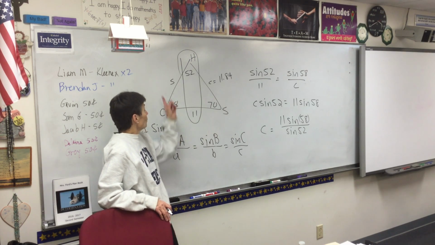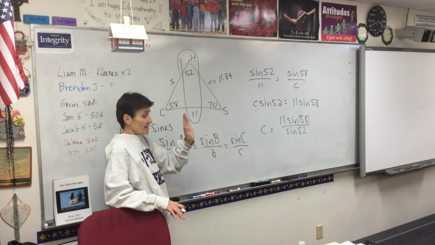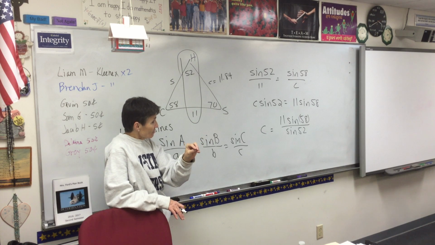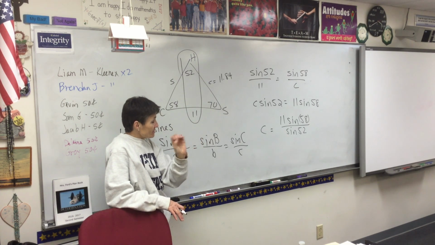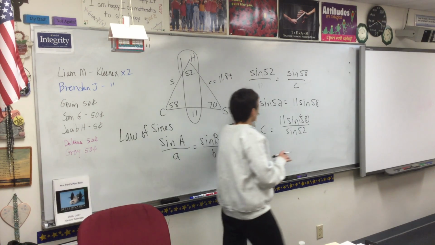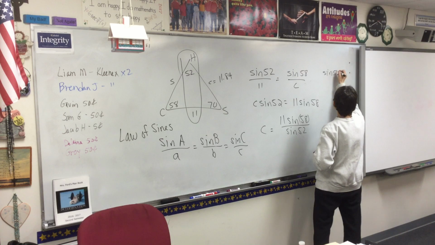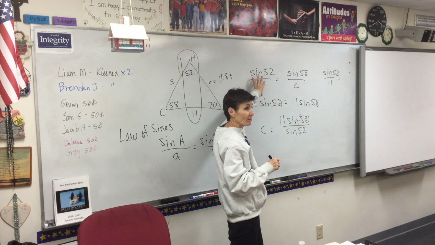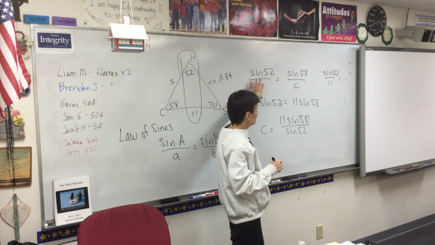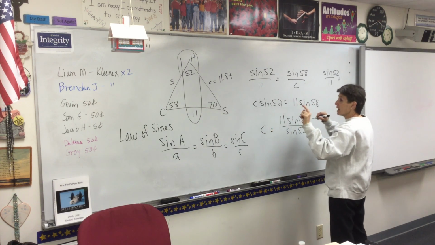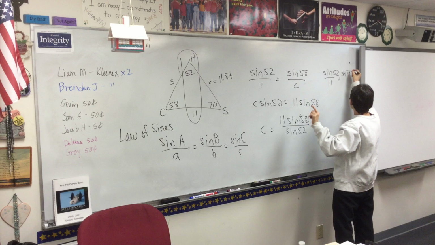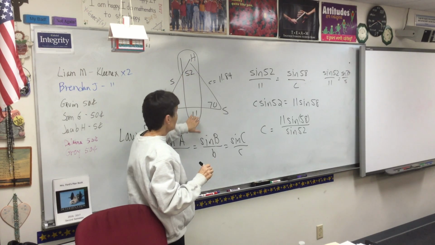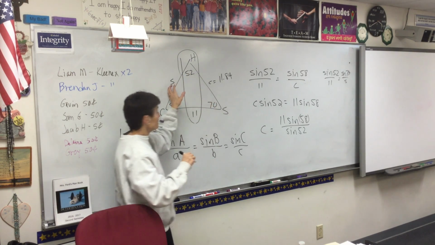Now, what about side S? Exactly. Don't use the Pythagorean theorem. I'll have kids try to use the Pythagorean theorem. But you can't because it's not a right triangle. So we're going to start all over again. So now we'll say sine 52 over 11. And I would use that same pair because that's got no round-off error. That was given information. Only this time I'll set it equal to sine, what? 70 over S.